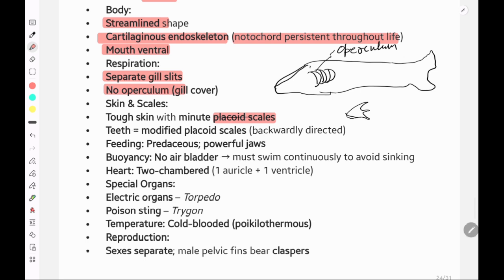Their teeth, they do not have permanent teeth. They have modified placoid scales. As you have seen with sharks, it is said that their teeth never stop growing because they are made up of these types of scales. They are modified and backwardly directed.